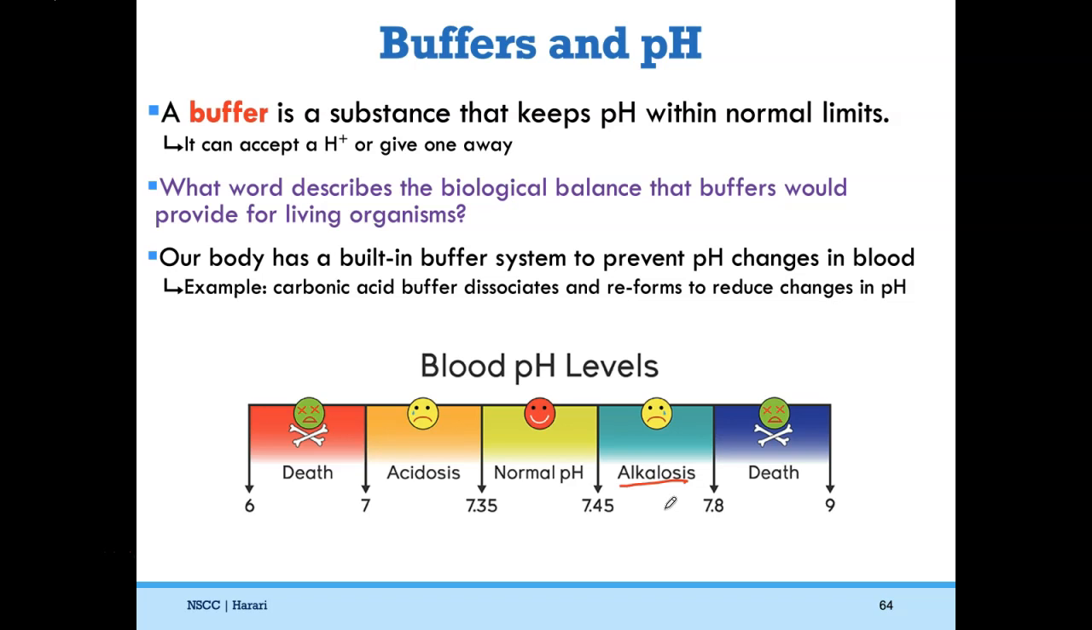But sometimes you might have to go to the hospital for some intensive care if your blood gets out of homeostasis, if your blood is out of this biological balance. So we normally avoid acidosis and alkalosis because we have built-in buffer systems in our blood that can either accept H plus if our blood is too acidic or give us more H plus if our blood is too basic.